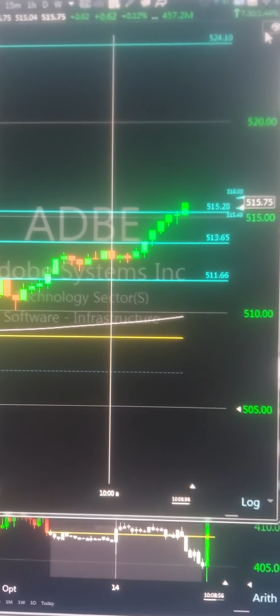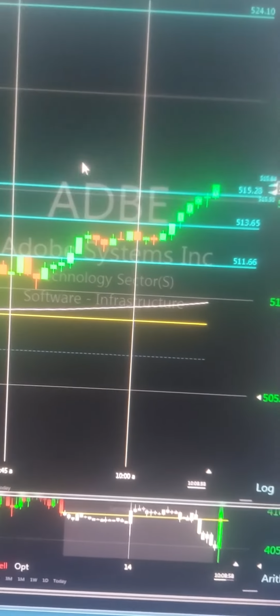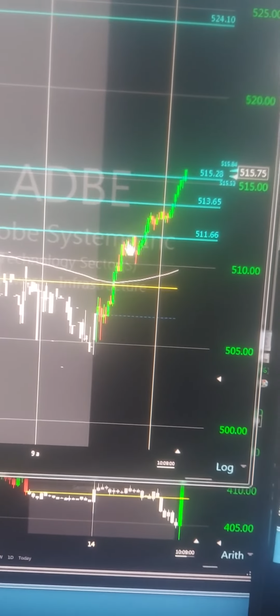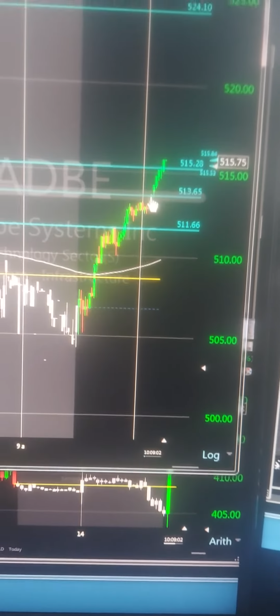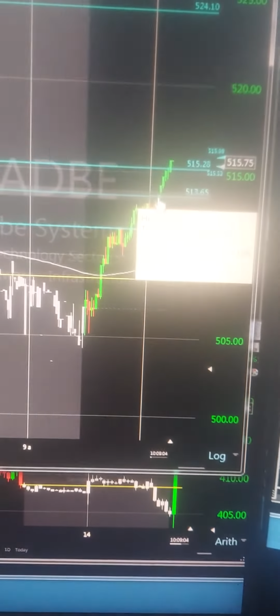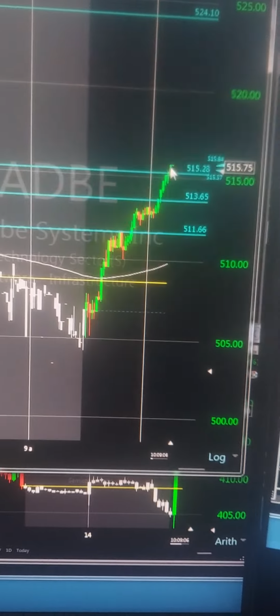All right, it's Monday, August 14th, just following up on Adobe. You can see here it's moving up nicely. Bought it here near the first blue line, I'll show you in a second. I scaled out to set up an overage trade at that second blue line. Just sold some more here at this blue line.